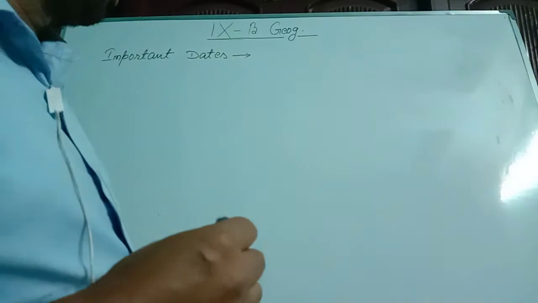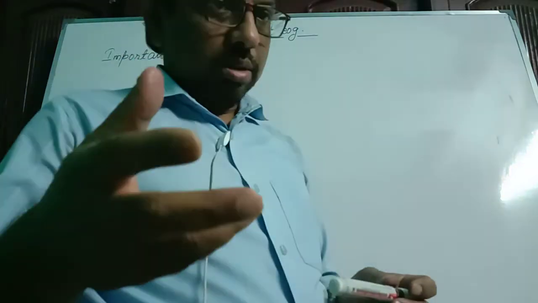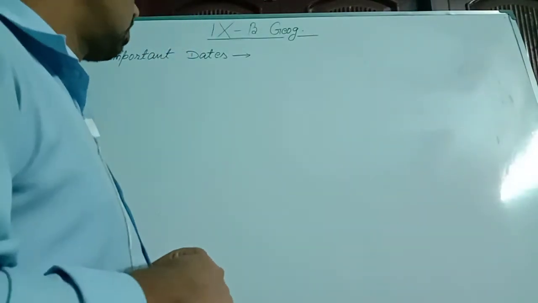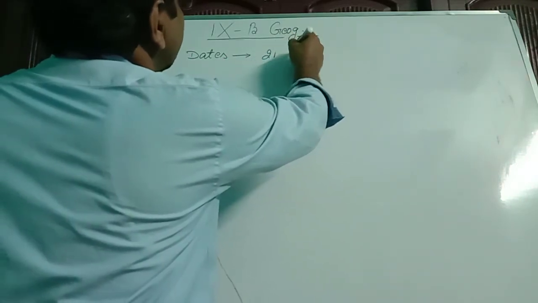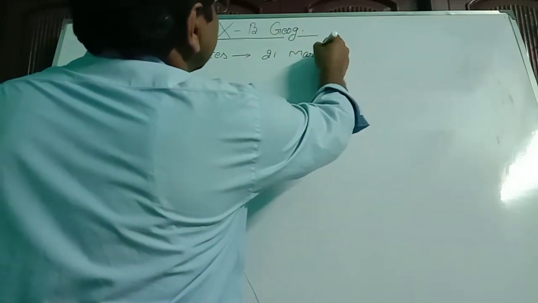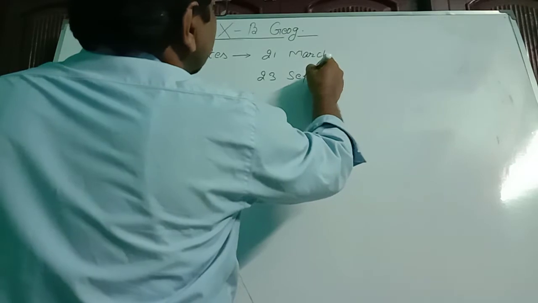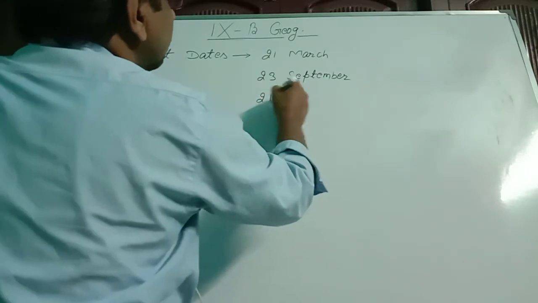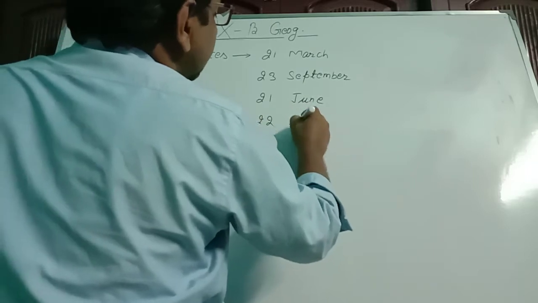In this period of geography, we are seeing the rotation and revolution of the earth. In the last class, you saw the position of the earth regarding the sun on different dates. Among those, 4 dates are very important. First is 21st March, then 23rd September, then 21st June, and then 22nd December.